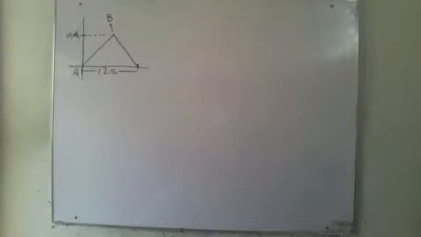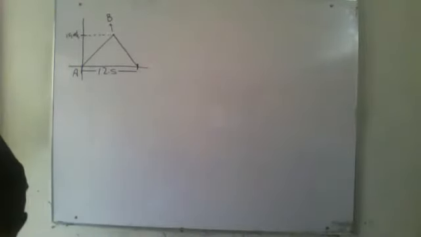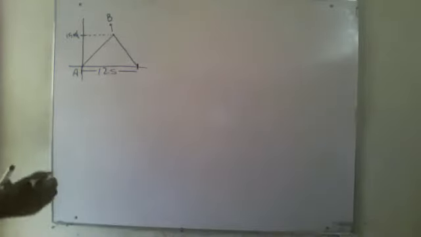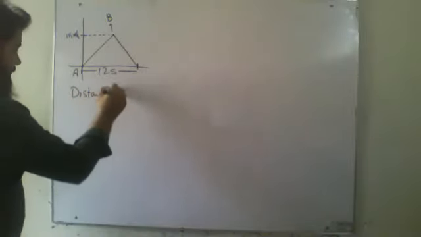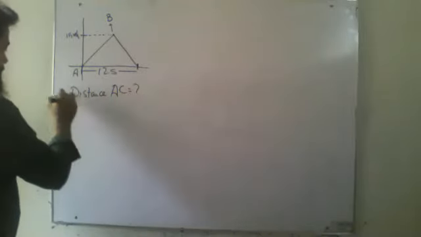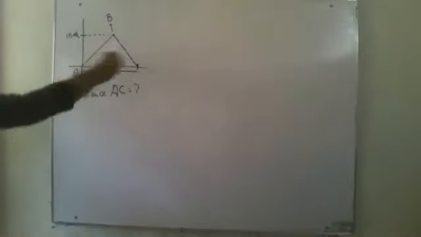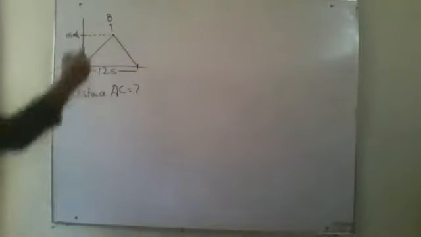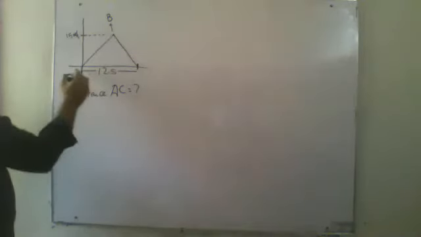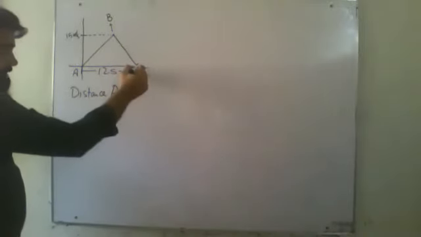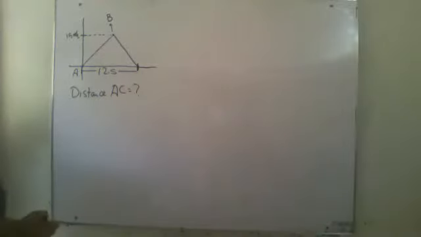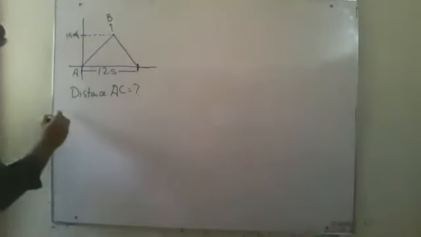I have to sketch a velocity time graph, which I have sketched, and I have to find the distance AC. Now, it's a triangle over here. Total height is 15, total base is 12. But this is not till C, it is before C. So, what will I do?